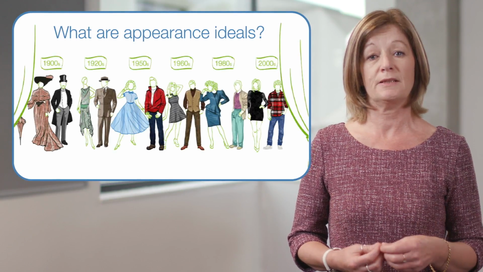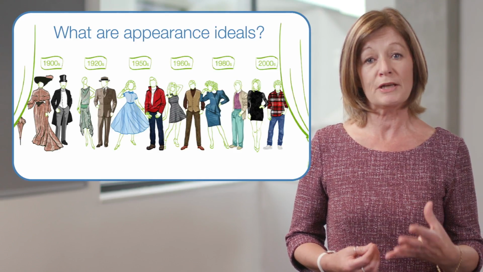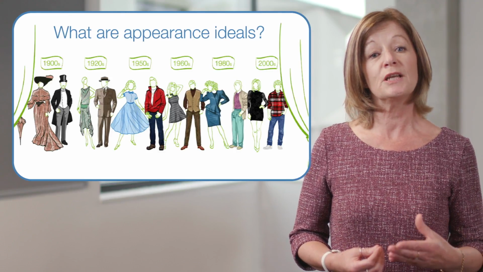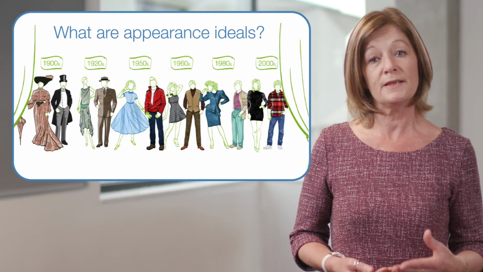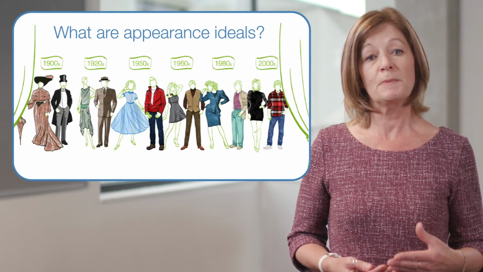Here the learning objective is for students to understand the concept of appearance ideals and where pressure to achieve these ideals comes from. You'll be able to guide students through a consideration of what appearance ideals are, why they exist, and how they are always changing. You'll also be able to brainstorm where these changes come from.